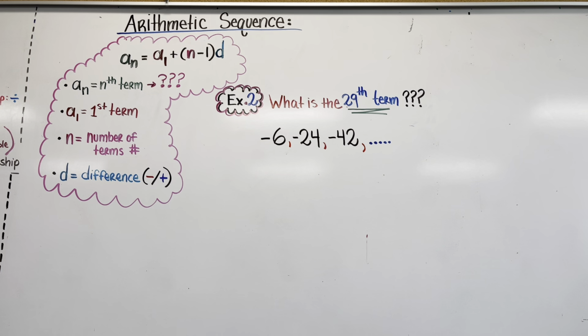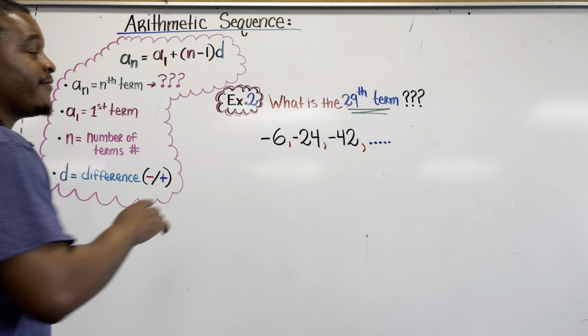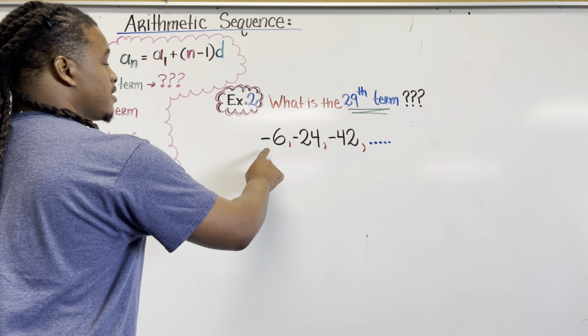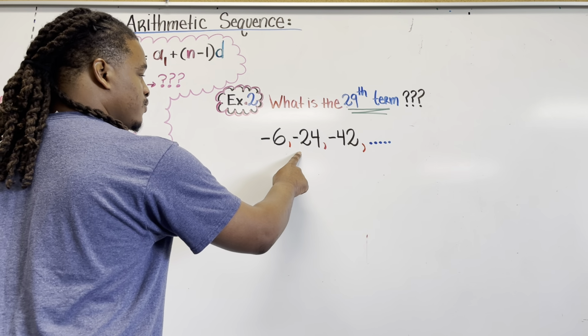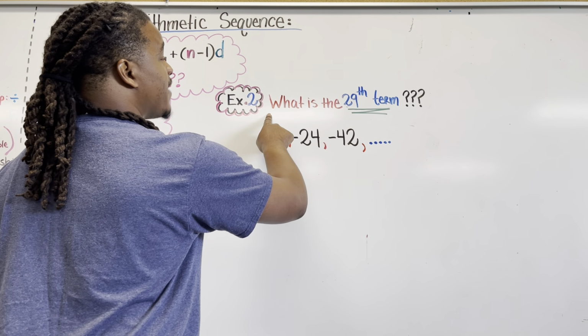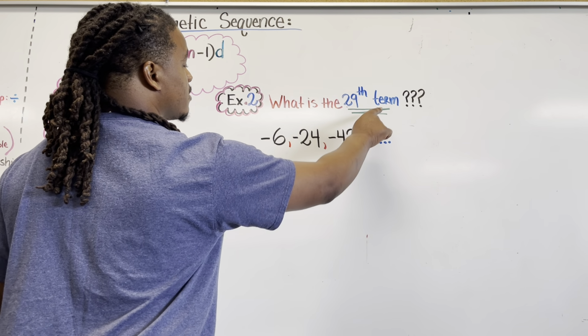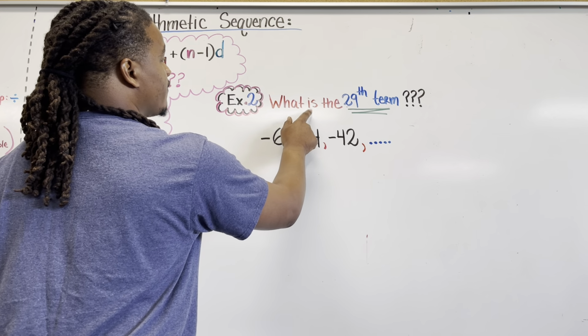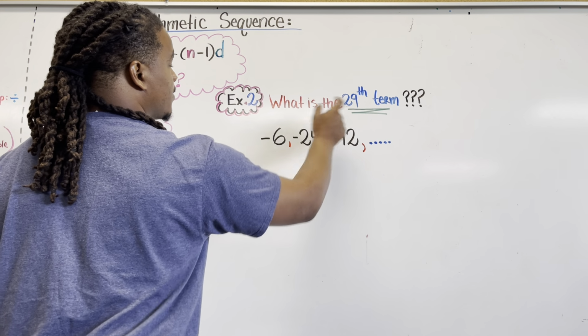In this particular situation, we have a pattern that starts off as -6, -24, -42, etc. We want to find out what the 29th term within this pattern is.